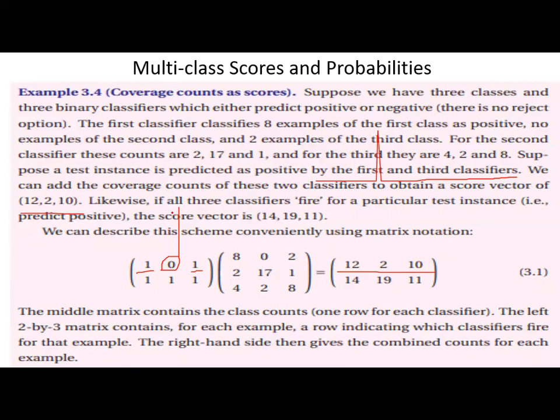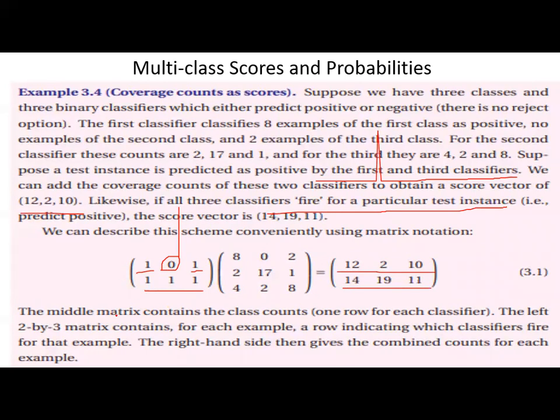If all three classifiers fire for a particular test instance, then we write that as 1 1 1. So that prediction is given as 14, 19, 11.